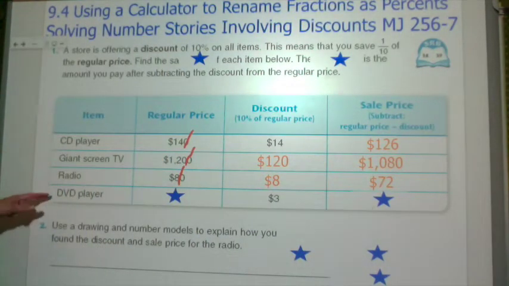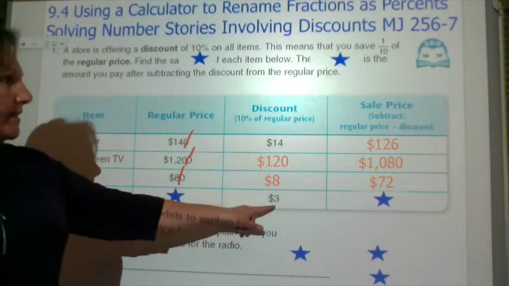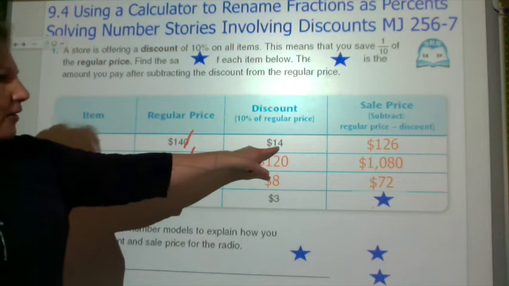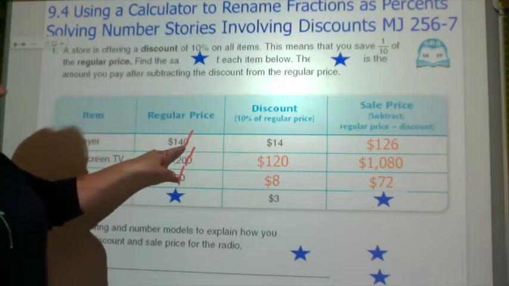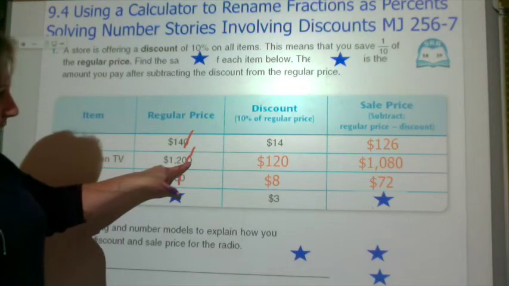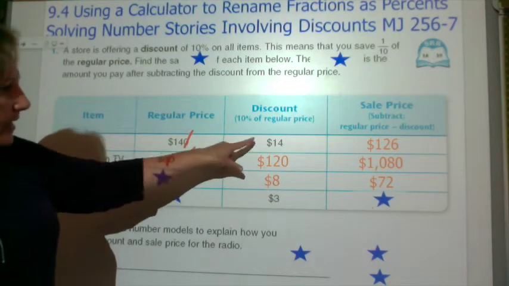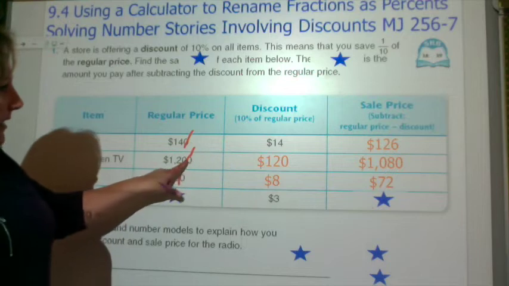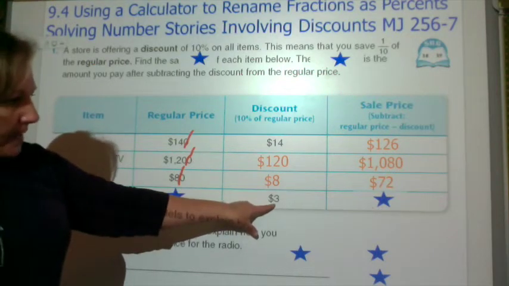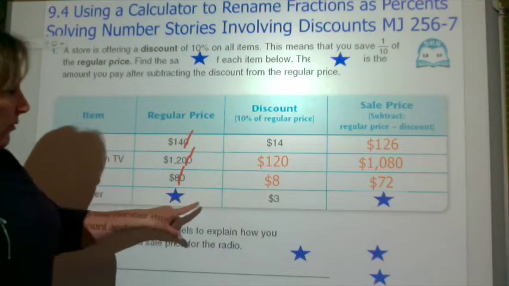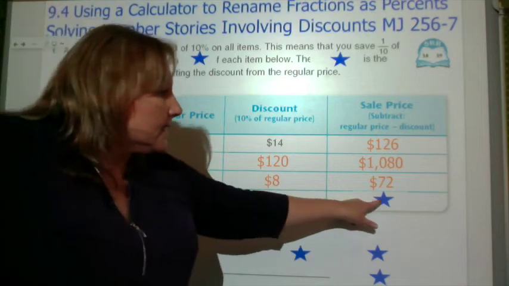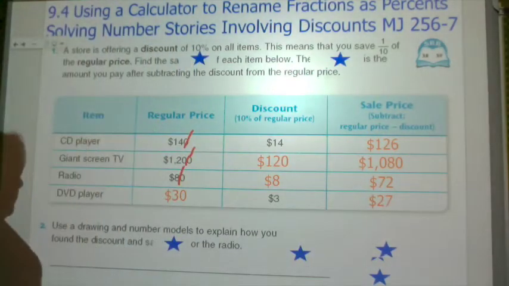Now, we have something different. This time we know what the discount is, but we don't know the regular price. So let's see if we can figure out, we have a 14 here, but 140 here. We have 120 here, but a 1,200 here. Do you see how they're just adding a 0 to each of these? Right there. A 0 to that. So if we added a 0 to the 3, we should have $30. $30 take away $3 is $27.